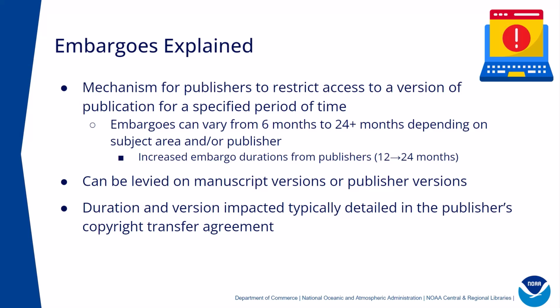I think most folks are familiar with it, but if not, we'll just start from the basics. Embargoes serve as a mechanism for publishers to restrict access to particular versions of a publication. Usually, this is for a very specific period of time. In the sciences, both social sciences and physical sciences, so on and so forth, that embargo period can range anywhere from 6 months up to 24 or more months. Typically, it's about 12 to 24 months.